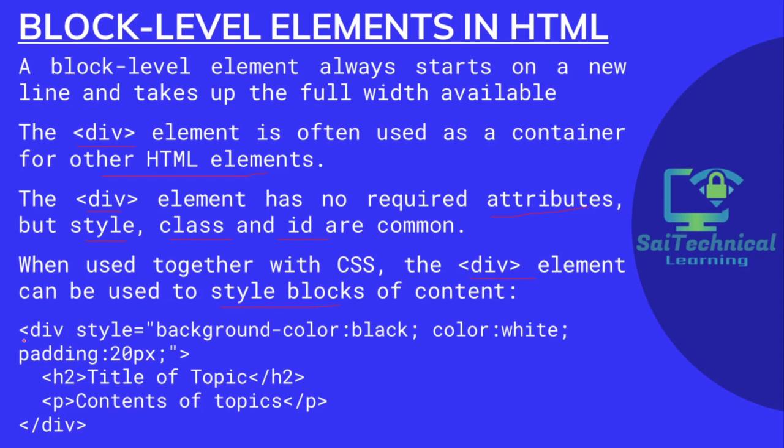For example, here we are using a DIV element as well as the style attribute. We are setting the property background color, which has the value black, and another property, color, which has the value white, and we have used the property padding with value 20. Close the bracket for the DIV, and inside the DIV we are using an h2 element and a p element, then close the DIV. So automatically the background will be black and the color will be white, provided to the h2 and p elements.